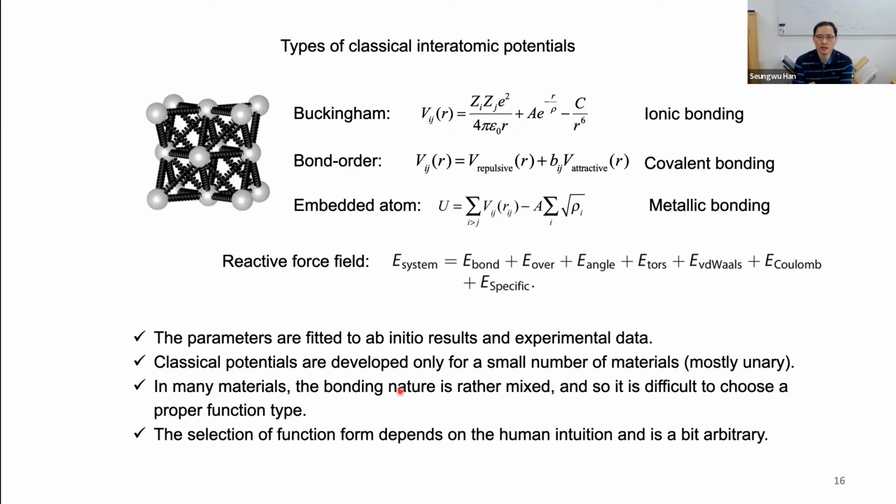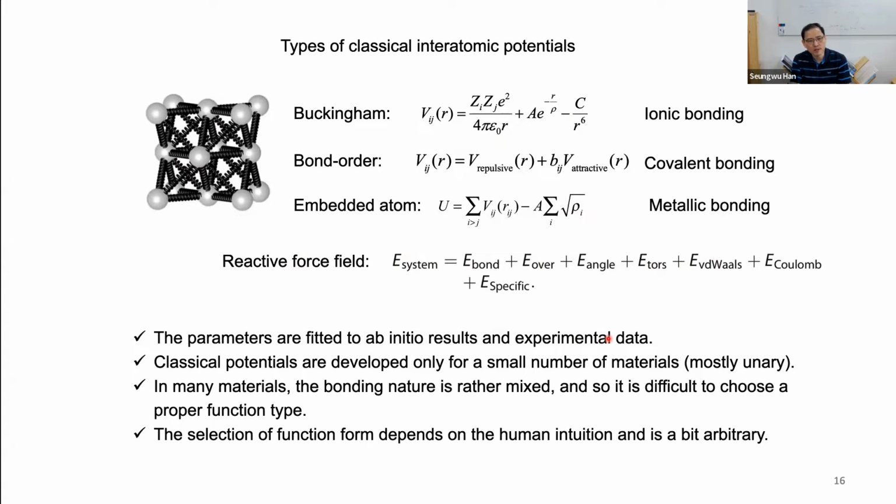Okay, so the problem is how can we find the proper form or parameterize the potential? First, it depends on the bonding type. In the case of ionic bonding, you certainly need to include the Coulomb potential. In covalent bonding, you need the three-body term, and similarly for metallic bonding. So depending on the bonding types, you have the proper forms that reflect the underlying quantum mechanical bonding nature. Or, most generally, there are reactive force fields, which consist of a huge number of very different terms that describe various kinds of interaction. There are mathematical forms, and the parameters in this formula are fitted to ab initio results, quantum mechanical results, or experimental data.